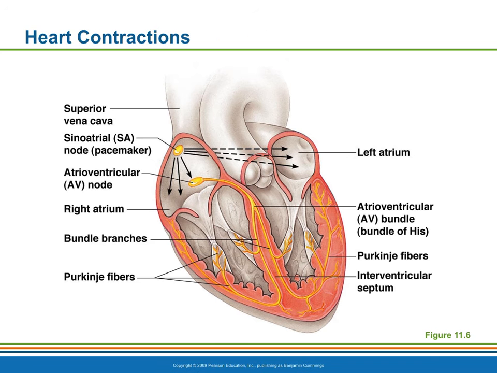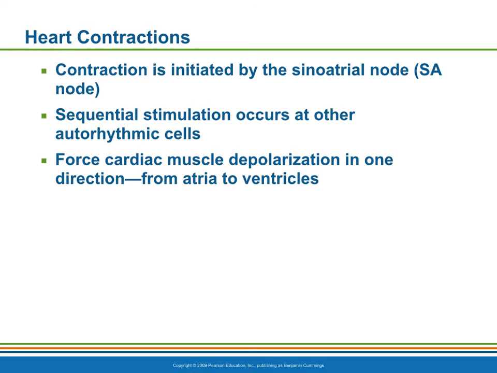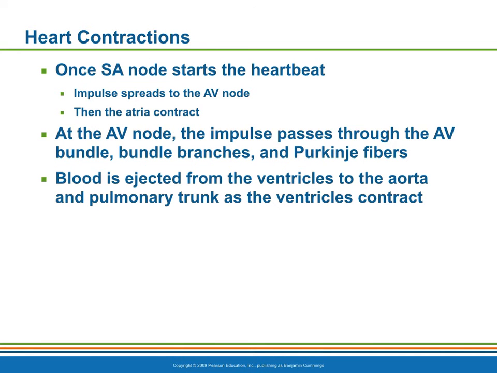So, the wave is initiated by the SA node, and it passes successively through the atrial myocardium to the AV node, the AV bundle, the right and left bundle branches, and the Purkinje fibers. Now, you need to remember this pathway. The SA node is a tiny cell mass with a mammoth job. It starts each heartbeat and sets the pace for the whole heart. Once the SA node starts the heartbeat, it sends out the signal ending with the Purkinje fibers, causing the ventricles to contract, sending the blood through the great arteries.